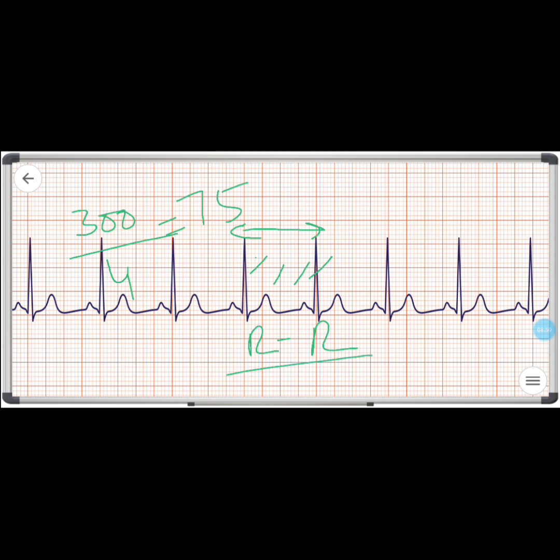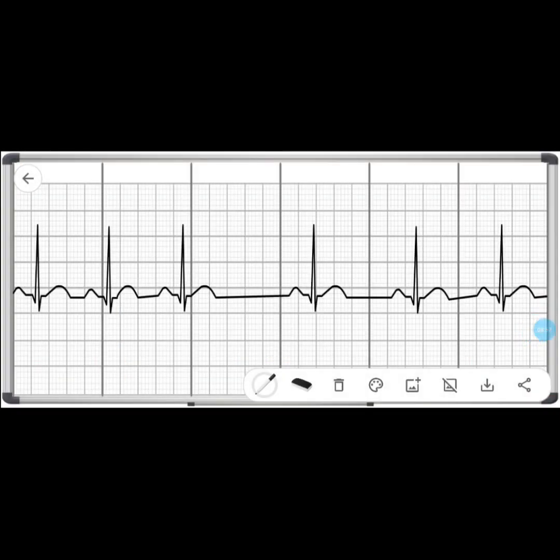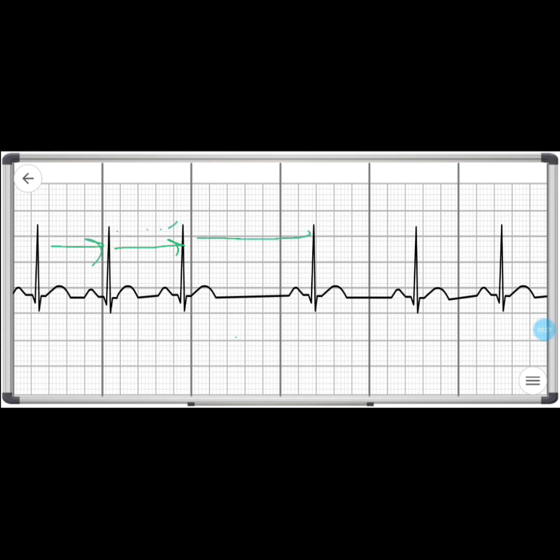Now we're going to see how to calculate the heart rate where the RR is not constant, like in sinus arrhythmia. Here we can see an ECG where the RR interval is not constant. It's different over here. It's 1, 2, 3, 4, 5 over here, but it's more than 5 over here. If we apply the previous method, the answer will be different at each place.